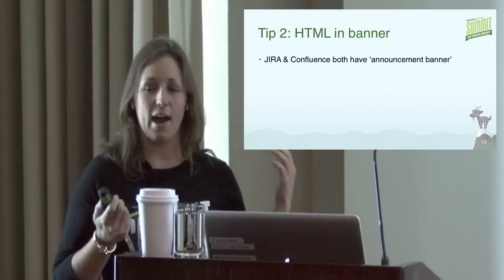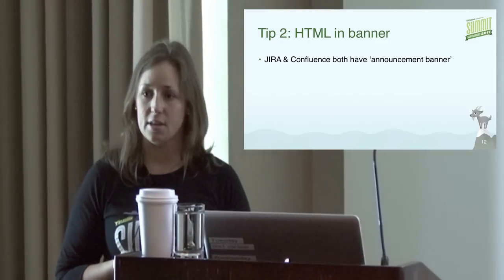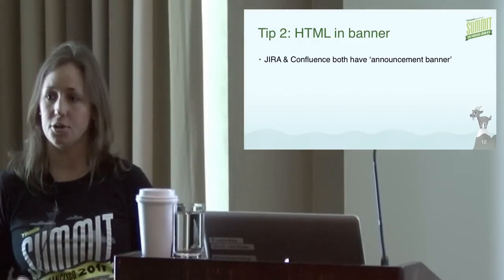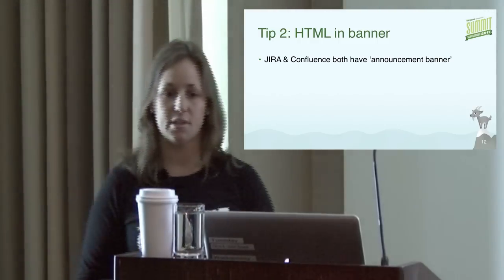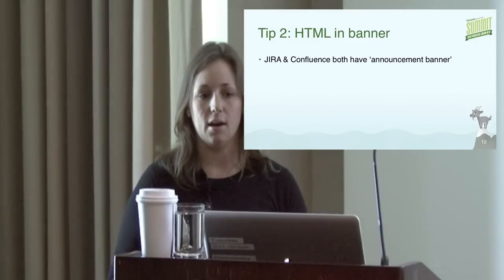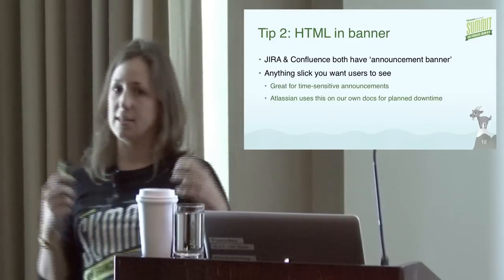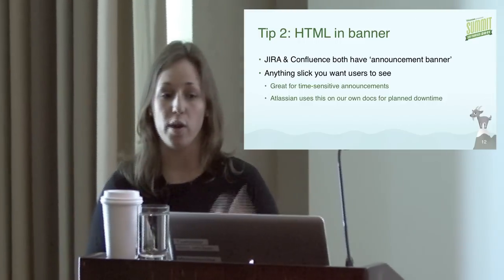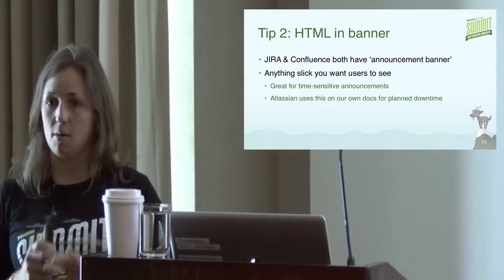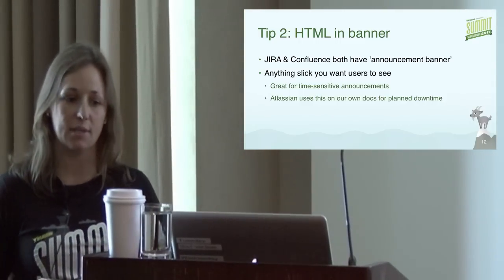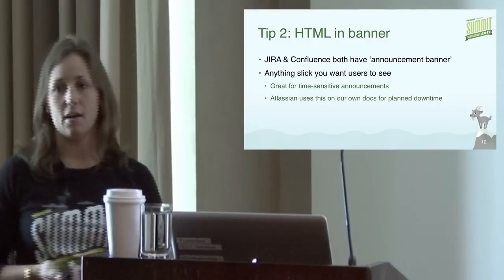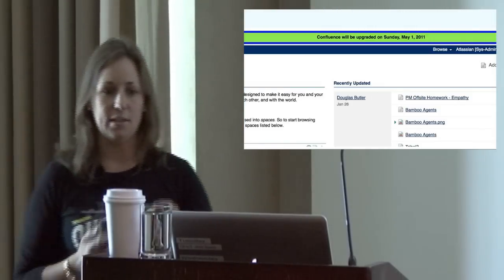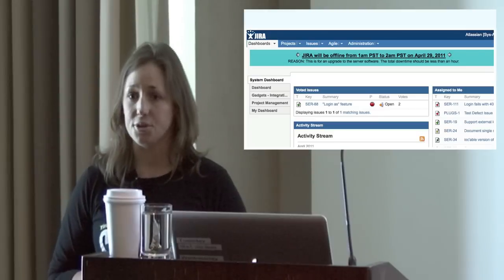Number two, I've actually heard in a lot of talks people talk about using the announcement banner. It's really useful to get messages across to your users. So definitely use it if you aren't using it already. It's great for all kinds of time-sensitive things that you want to draw attention to. We use this on confluence.atlassian.com all the time to let you know about planned downtime. So things like Confluence will be upgraded or JIRA is going to be down. It's a great way to get that message across to your users.